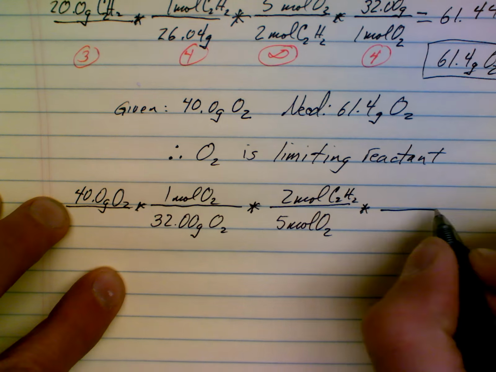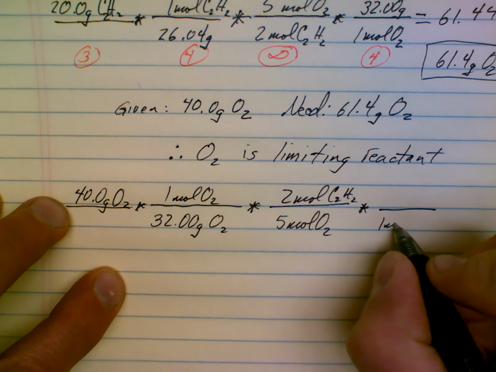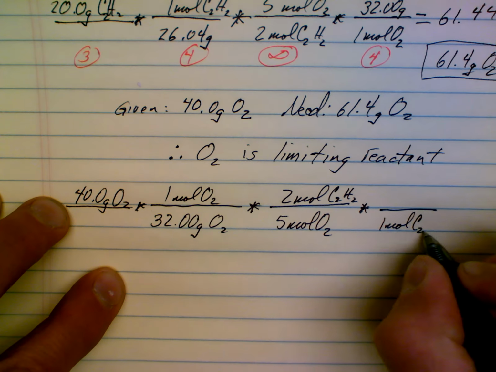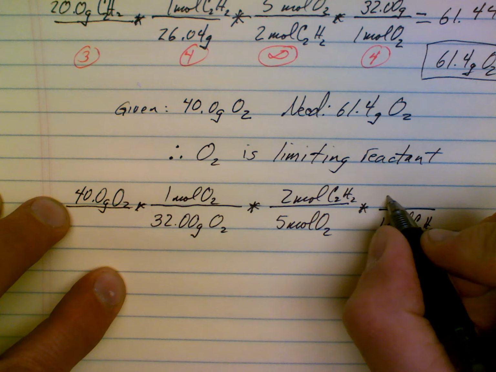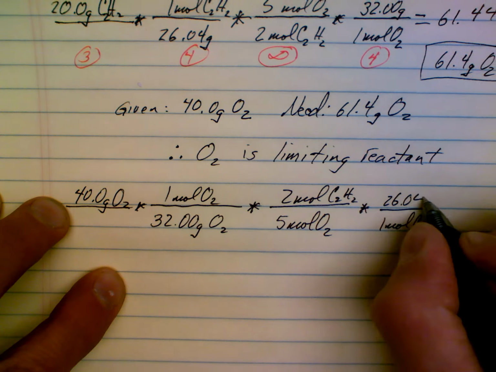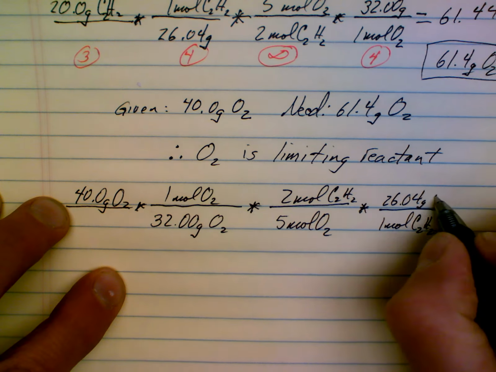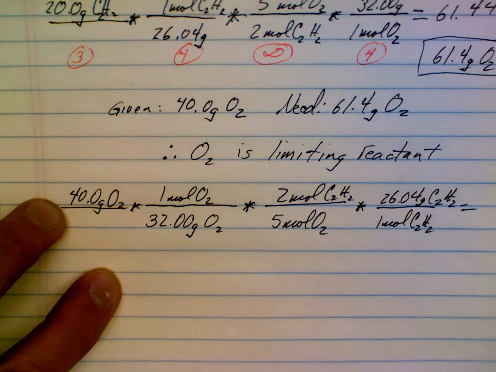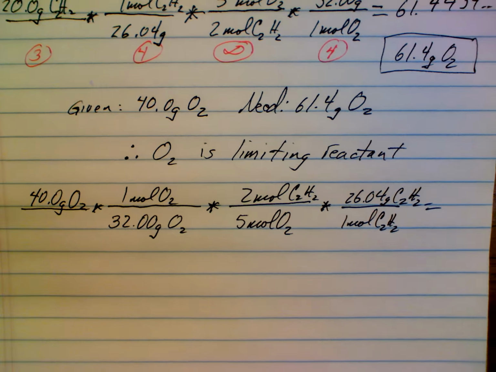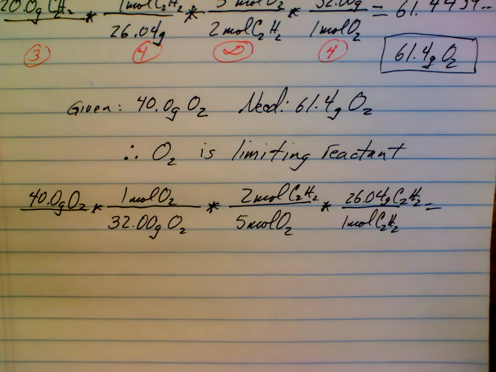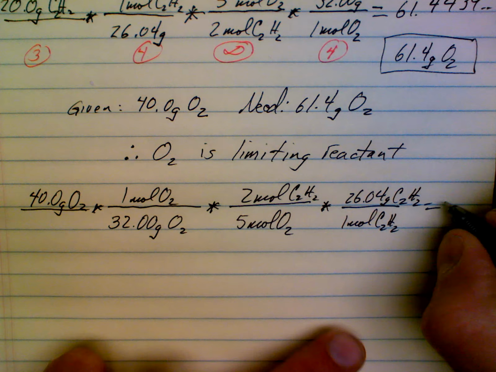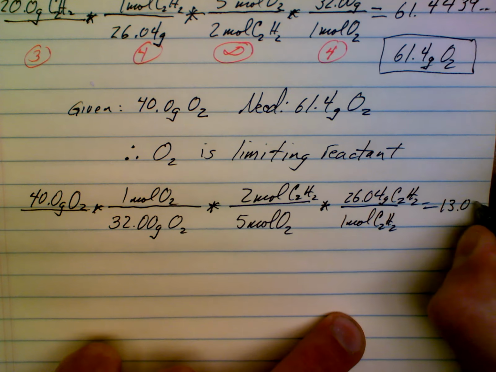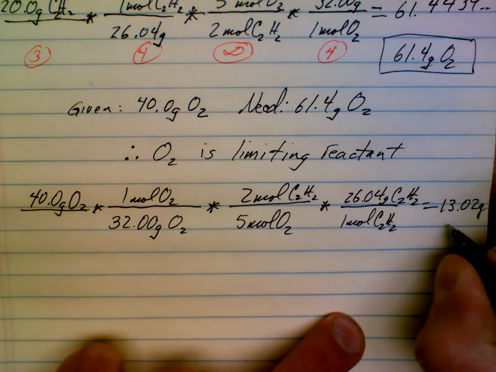And I know that for every 1 mole of acetylene, 26.04 grams of acetylene will be needed. So do our calculation here and punch that in our calculators, see what we get. And I get 13.02 grams of C2H2.